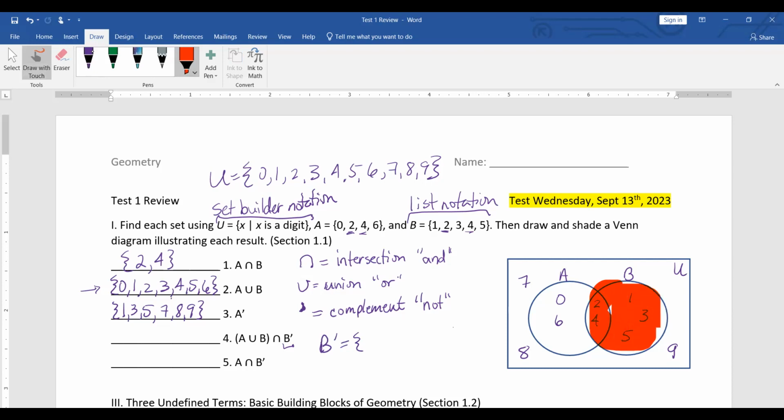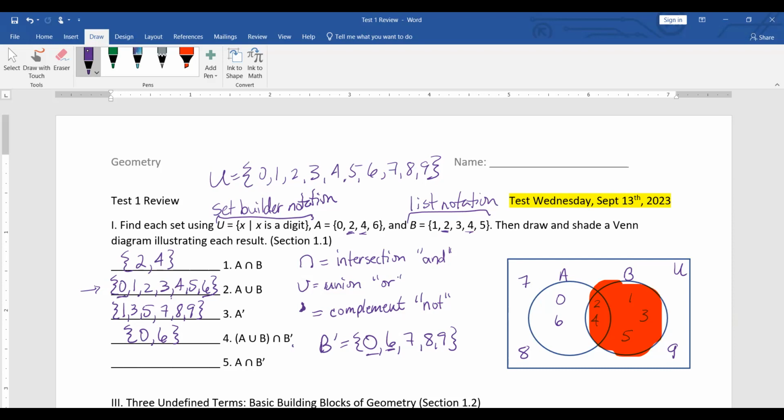So I'm going to highlight B. And so that means that's 0, 6, 7, 8, and 9. All right, so if I want the intersection of the A union B and B prime, then I need to look up here. It should be everything in A, right? If you look at the sets, you could see it. We have a 0 in both, we have a 6 in both, and I think that's it. So 0 and 6 is the intersection of A union B and B prime. So it's everything in A that's not in the other two.